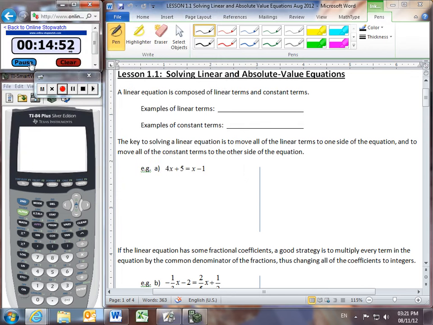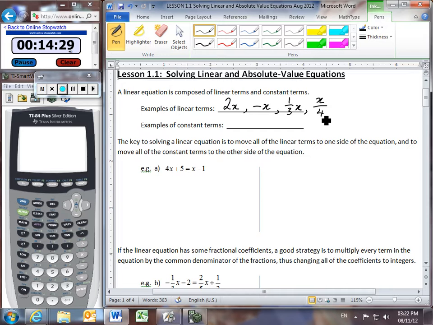Okay, let's have a look at solving linear and absolute value equations. I'll just fill in some of the blanks and problems as I go through. Some examples of linear terms. A linear term is anything where the power of x is 1. So for example, 2x, or negative x, or 1/3 x. Or even x over 4 is a linear term, because it's like saying 1/4 x.